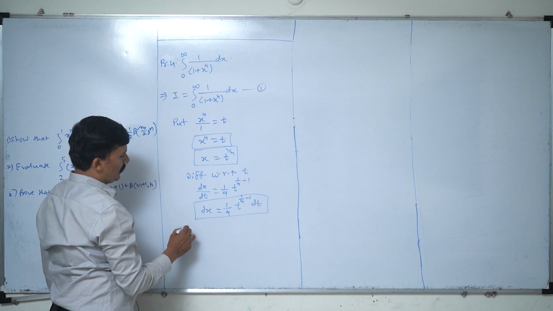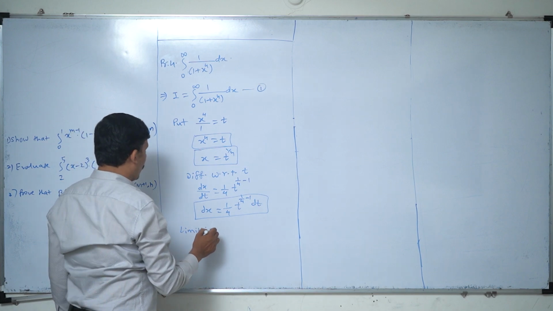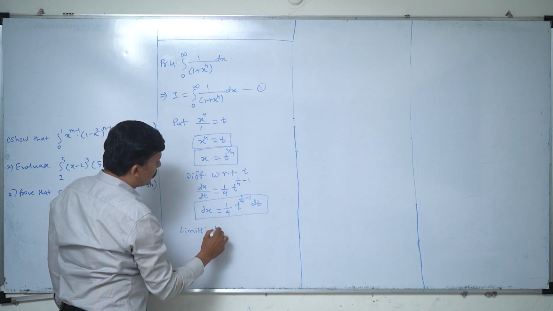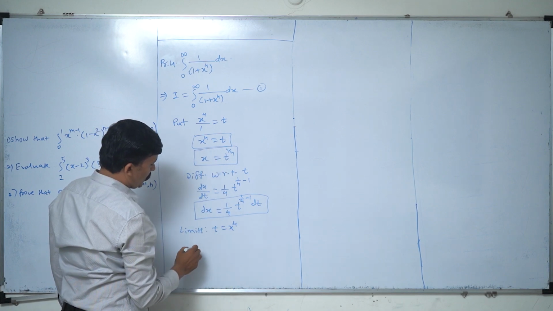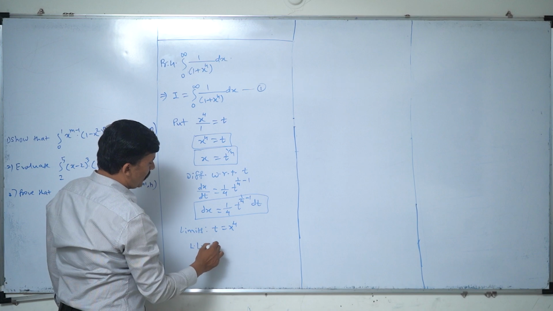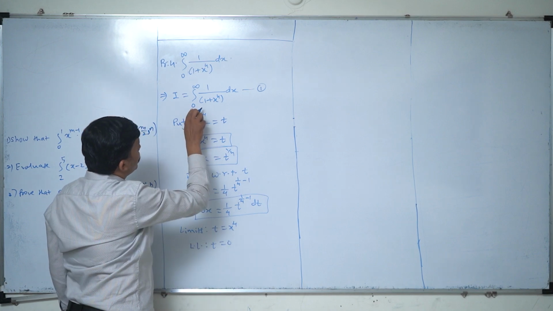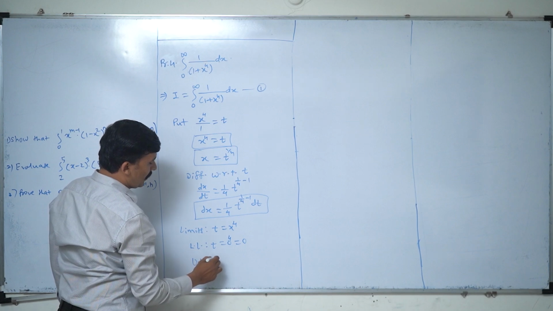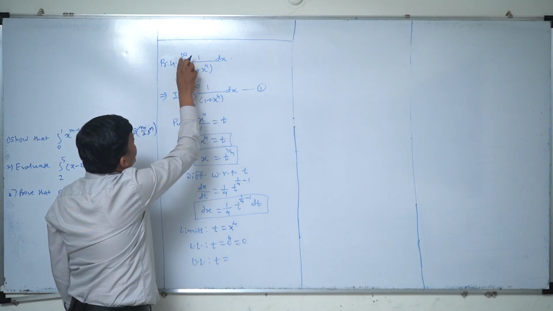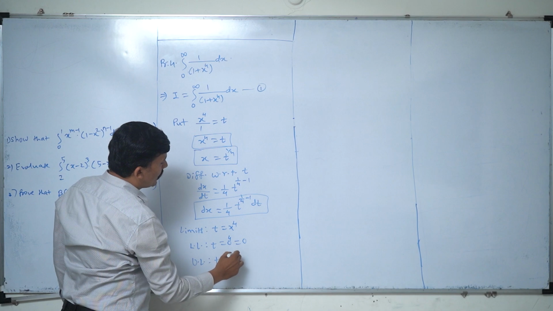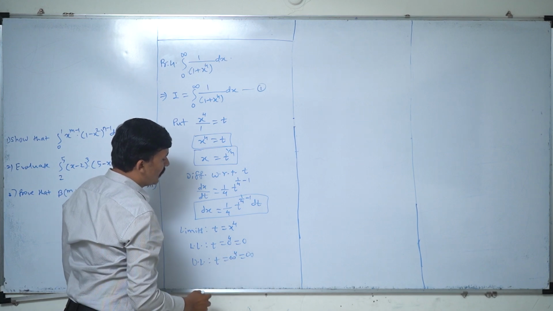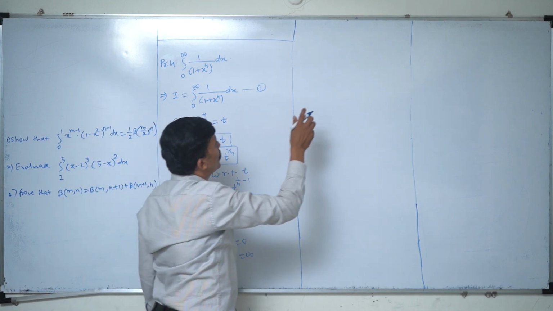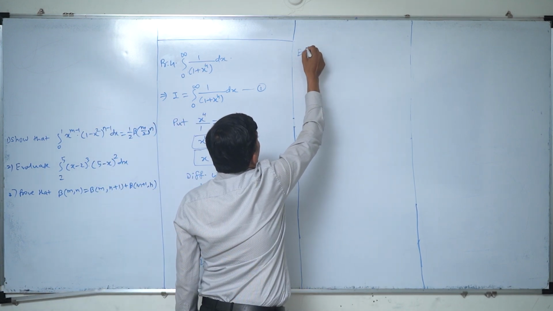This is dx. Then limits. Now what are the limits? Use the relation between t and x. So t equals x raised to 4. Lower limit: t equals, the lower limit of x is 0, so 0 raised to 4 is 0. Upper limit of x is infinity, so infinity raised to 4 is infinity. Now put these limits, dx, and x raised to 4 in equation 1.